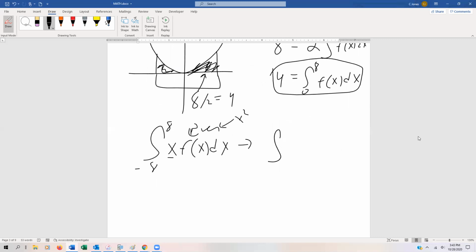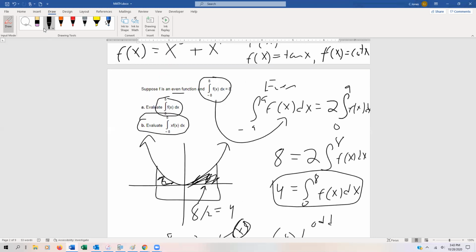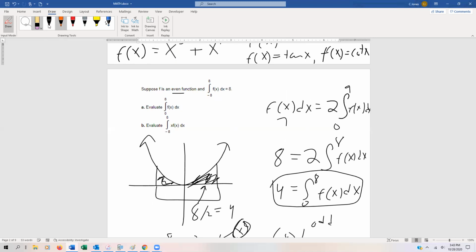If we were to plug in x squared for f of x, this would become the integral from -8 to +8 of x to the third dx, since you would have x times x squared. And isn't this an odd function? Anytime you have the integral from -a to +a of f of x dx, if this is an odd function, recall that we said that's equal to 0. So to answer the question, this is actually going to be equal to 0 if you multiply by x. So this one is going to be 4, and this is going to be 0.